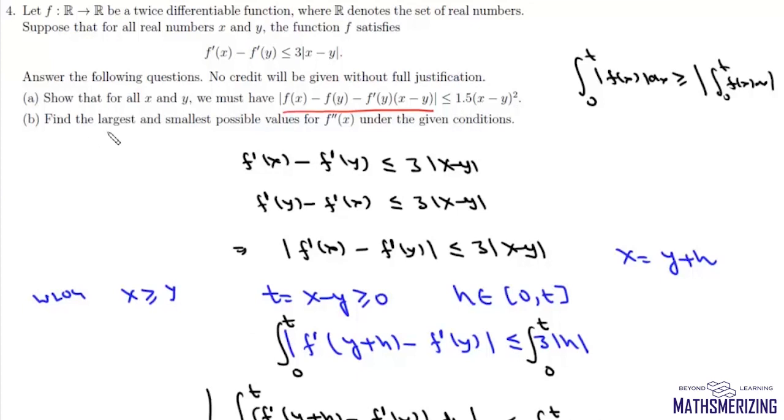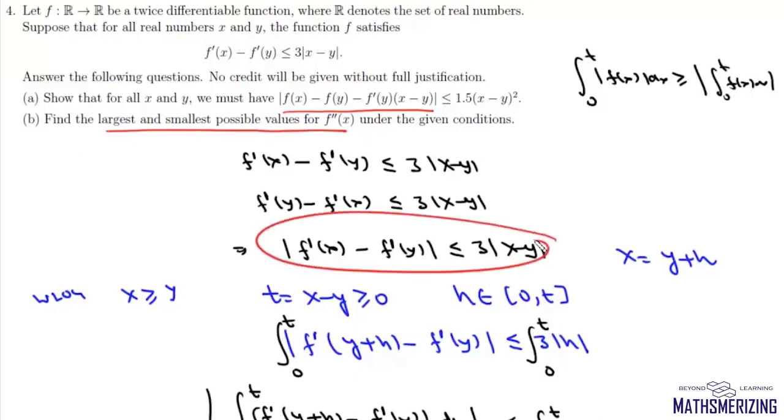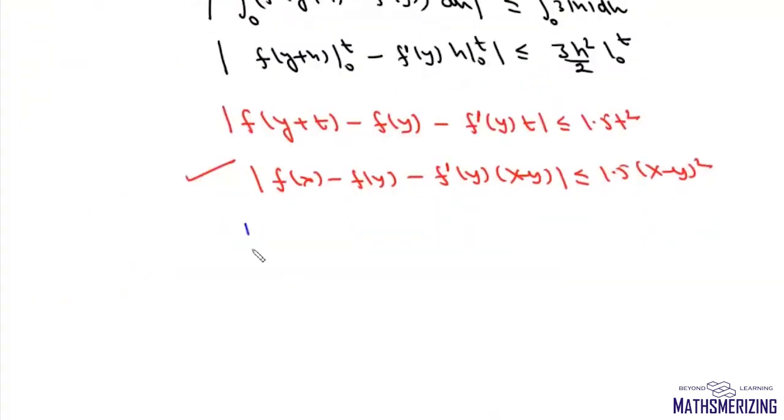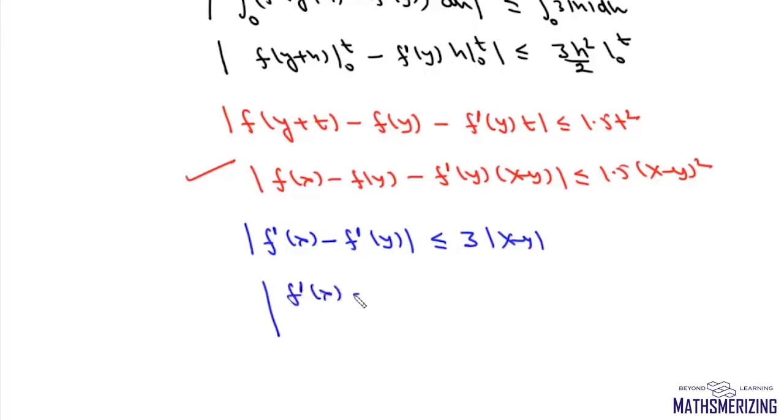Now the B part is to find the largest and smallest possible value of f double dash x under the given condition. For that we'll use this condition, which is mod of f dash x minus f dash y is less than or equal to 3 mod of x minus y. Now we can also write this as mod of f dash x minus f dash y upon x minus y is less than or equal to 3.